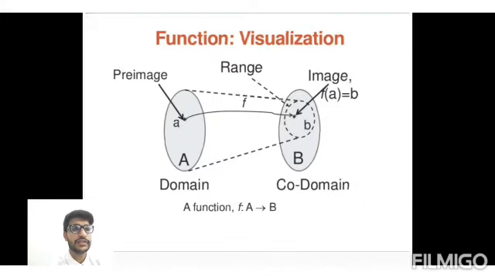Function visualization, domain and codomain. Here is A, the pre-image, and the range. A and B: you create a circle. The range, the image f(A), is equal to B, and the domain and the function A is a function, f(A) is equal to B.